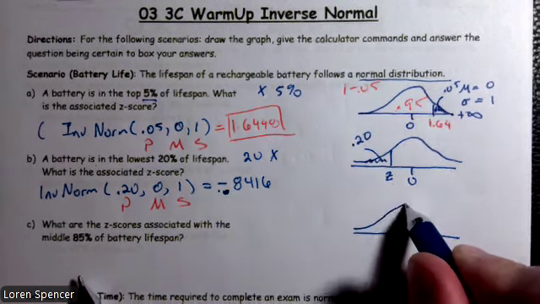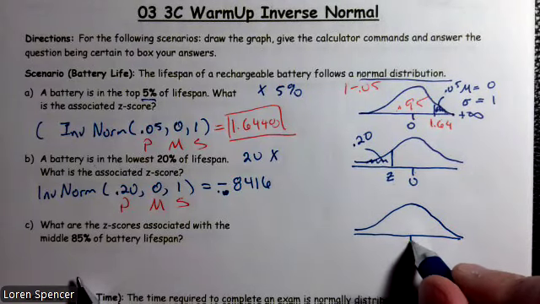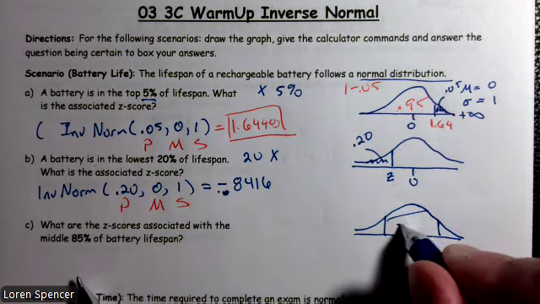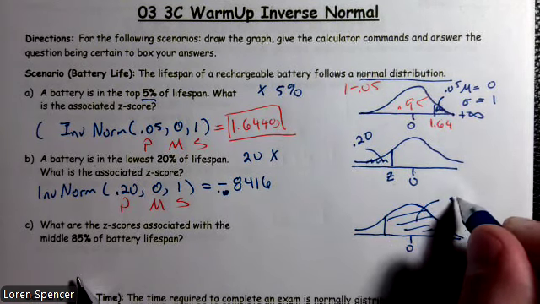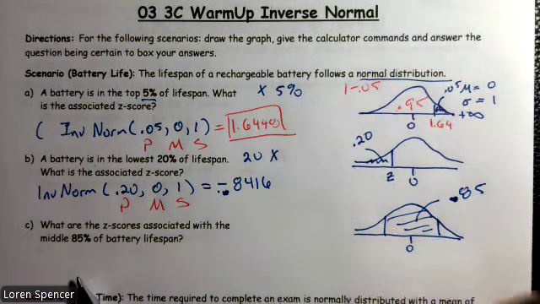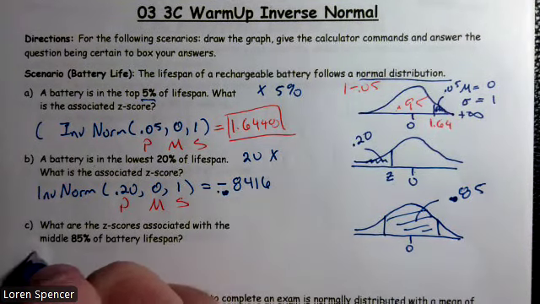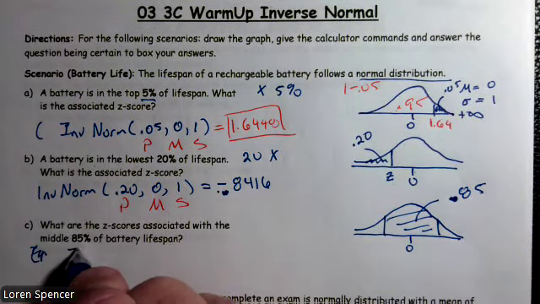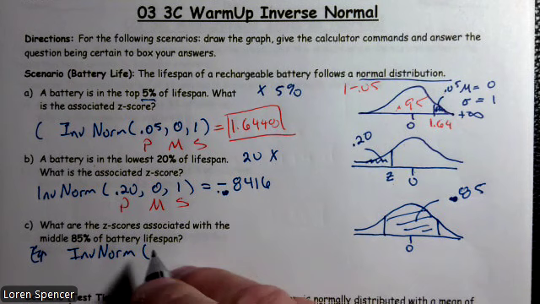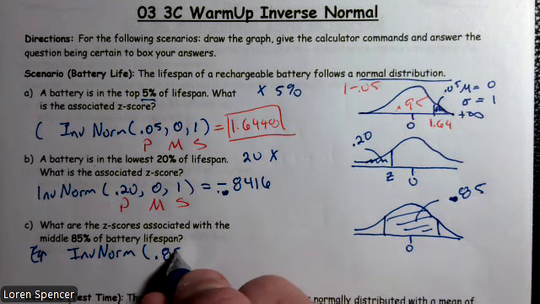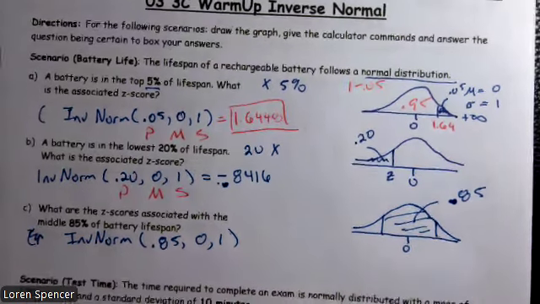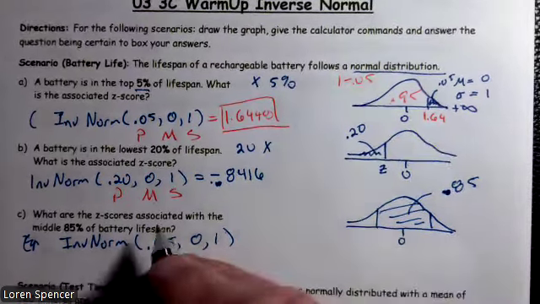All right. So middle 85%, we're still centered on 0 because it's a z-score, and we're looking for this area right here that I just shaded to be 0.85. All right. So once again, we're going to go inverse norm. It's going to ask for the area, which we're going to say is 0.85, mean is 0, standard deviation of 1 because it's a z-score. Once again, we have our PMS.